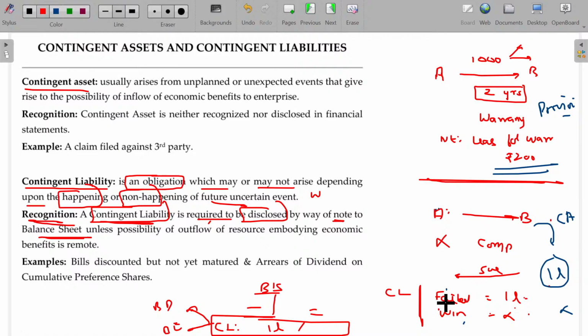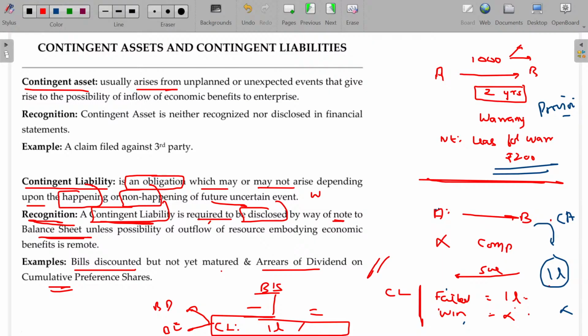In this case, a claim is pending for payable. In case we fail in the case, we have to pay. So examples are bill discounted but not matured, and arrears of dividend on cumulative preference shares. These are the examples for this.